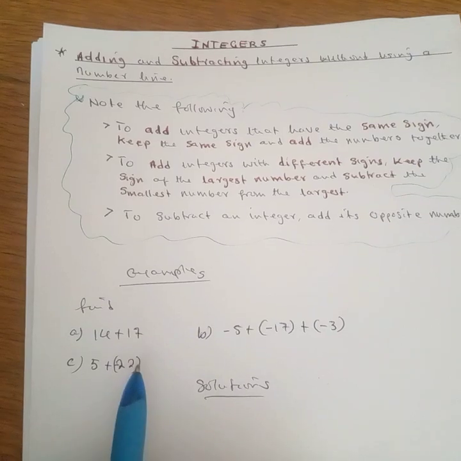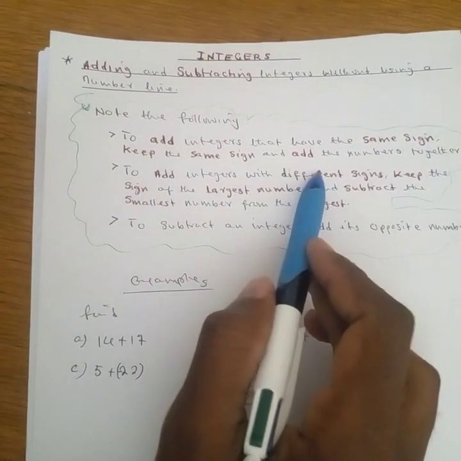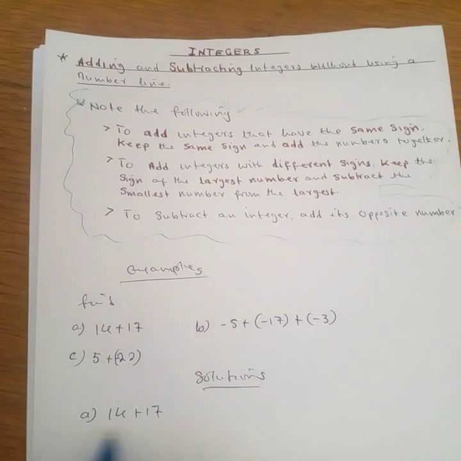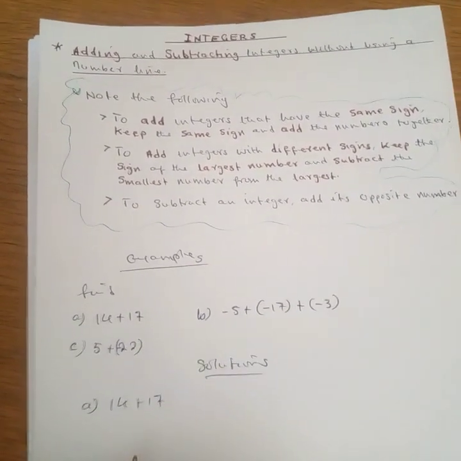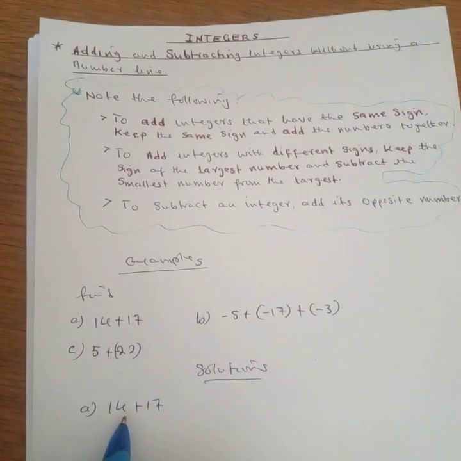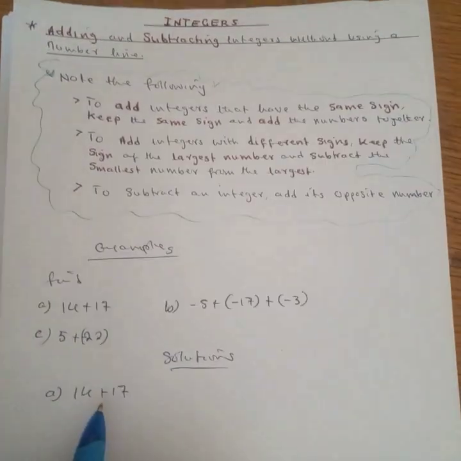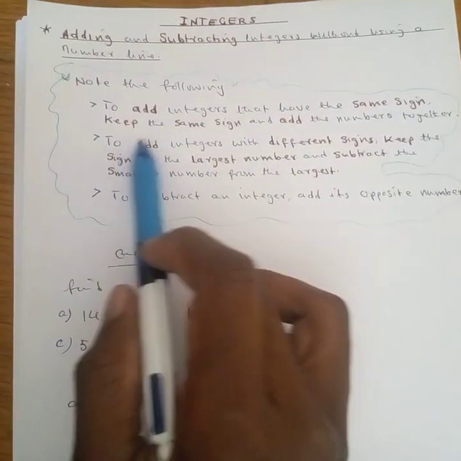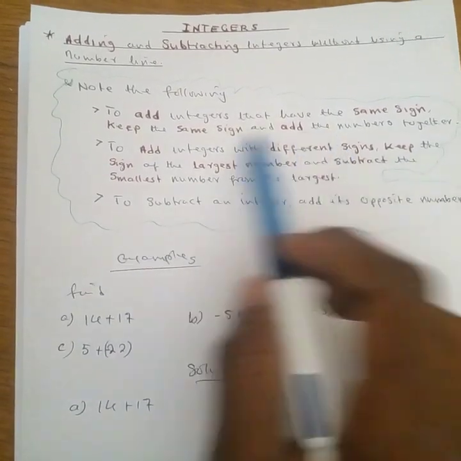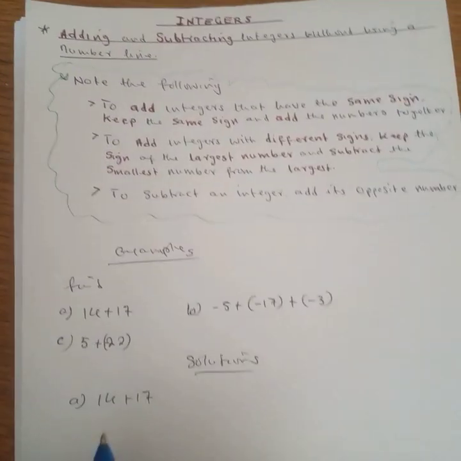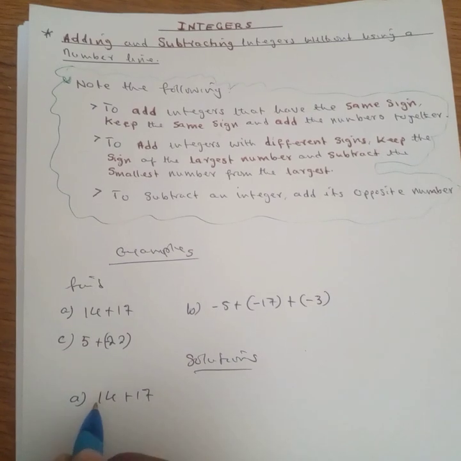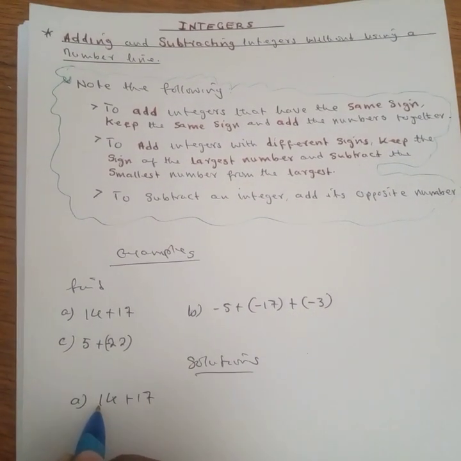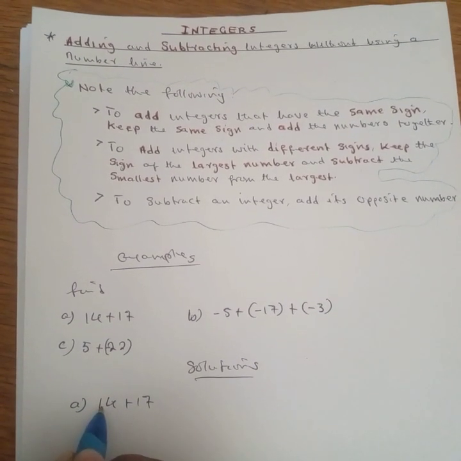In order for us to solve these questions, we need to know these concepts here. We start with number one, which simply says 14 plus 17. It looks so simple, but there's a concept we need to apply. What concept is that? To add integers that have the same sign, keep the sign and add the numbers together. So we're going to keep the sign. If they don't write anything, as you see this is 14 and this side they didn't show any sign, just know that it is positive. There's an invisible positive this side.